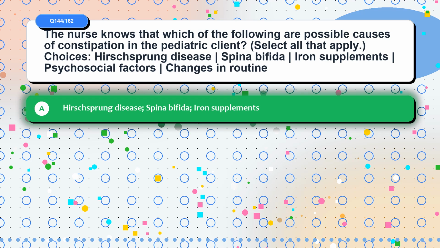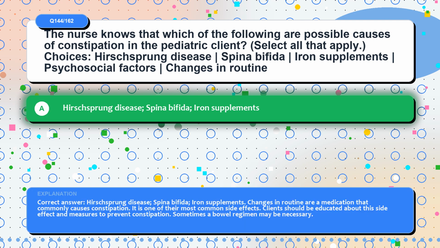The correct answer is option A, Hirschsprung disease, spina bifida, iron supplements. Iron supplements are a medication that commonly causes constipation. It is one of their most common side effects. Clients should be educated about the side effect and measures to prevent constipation. Sometimes a bowel regimen may be necessary.